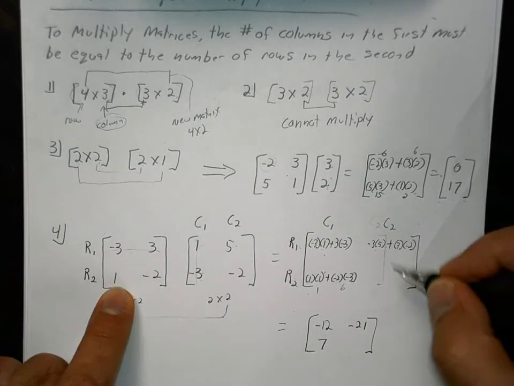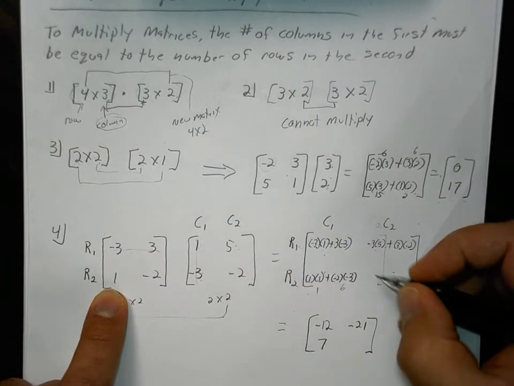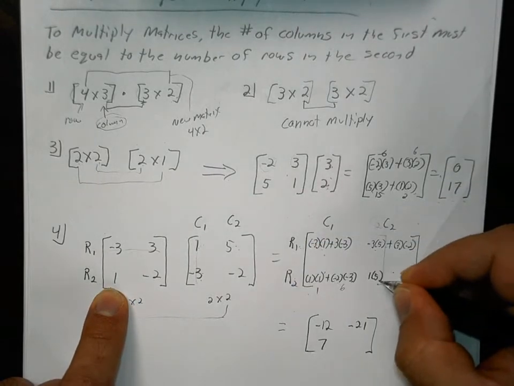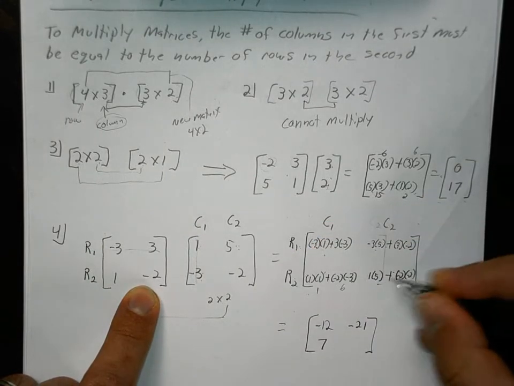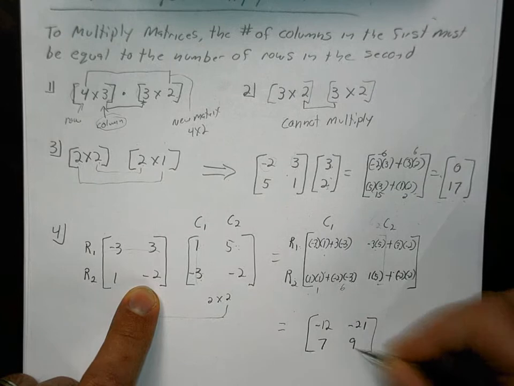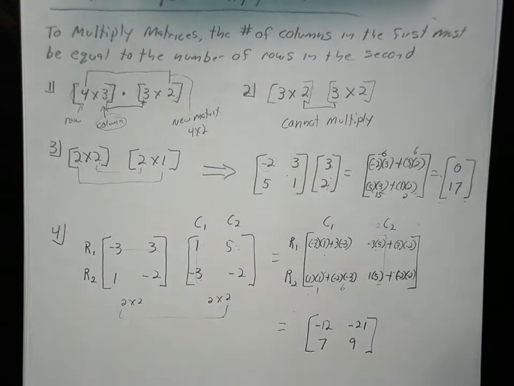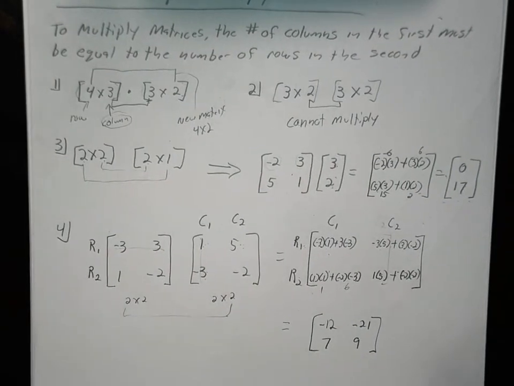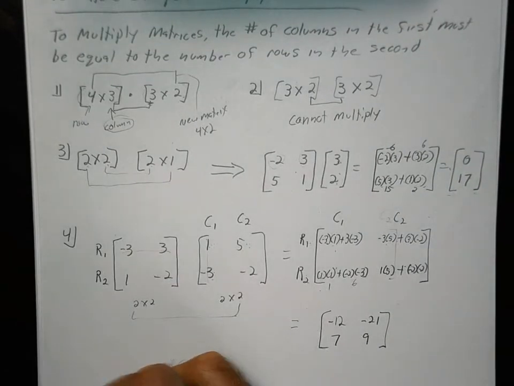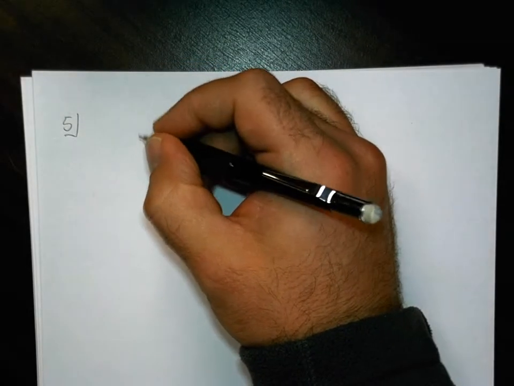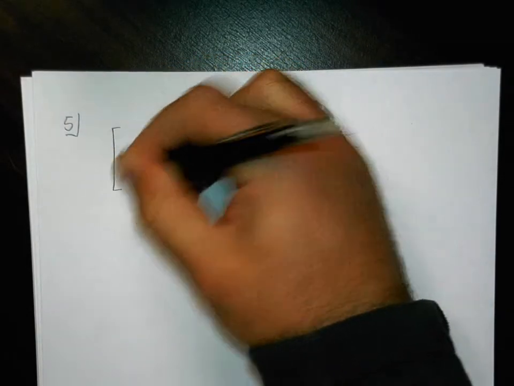And row 2 times column 2 is going to go here. 5 times 1 and negative 2 times negative 2. So I get 5 and a 4 is 9. So that's my new matrix. Okay, let's try another example. Start the page here. Let's go with a little bigger matrix here.